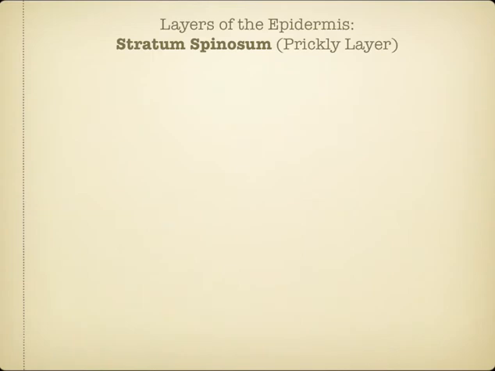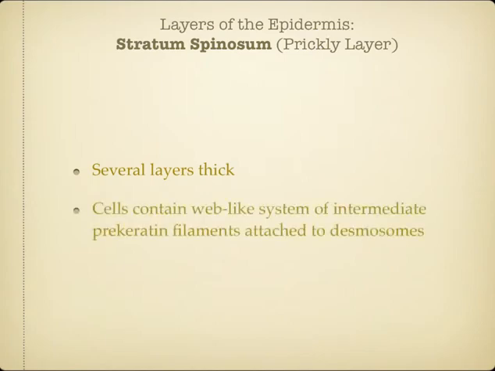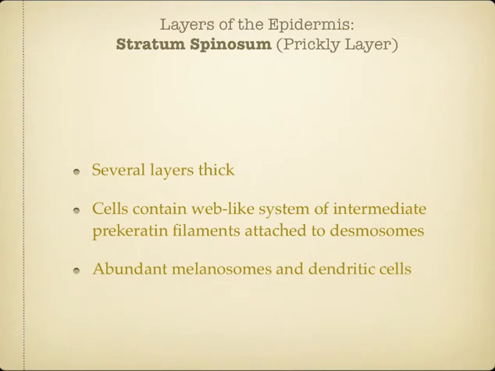Think of what a grape looks like when it begins to shrivel to a raisin. The prickly part of the name, or the spiny part of the name, is a little misleading. They're wrinkly cells. This layer is several cells thick instead of stratum basale, which was only one cell thick. Here we have a web-like intermediate protein fiber that attaches these cells to each other through desmosomes. There are a lot of melanosomes in this layer, as well as some dendritic cells, being the immune system cells.